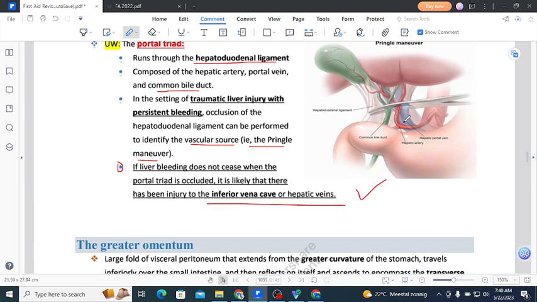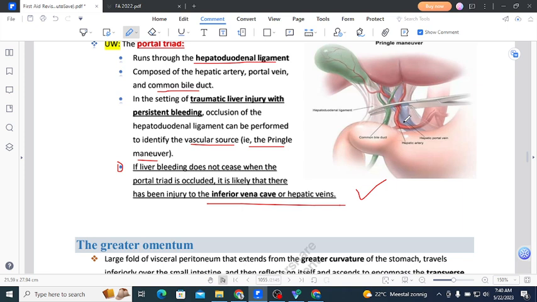Suppose you were performing some sort of surgery, or maybe not even in surgery, there was some sort of traumatic injury to the abdomen, and there was frank bleeding inside the abdomen. Now in that particular case, you don't know from where the blood is coming. What do you do? You clamp the hepatoduodenal ligament. We know that in the hepatoduodenal ligament we have the portal triad, and the portal triad contains the hepatic artery, the vein, and the bile duct, right?